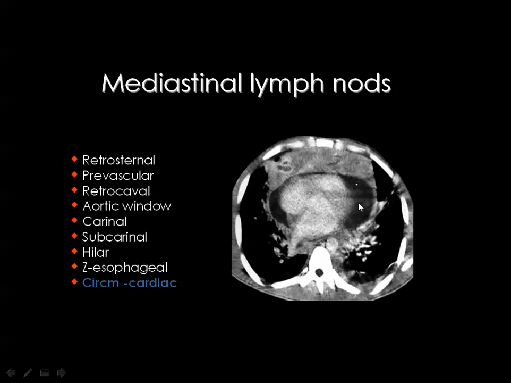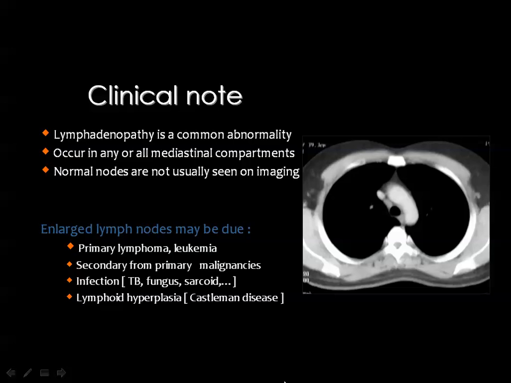Many times they are associated with pericardial effusion, and they are usually considered to be pathognomonic for non-Hodgkin lymphoma. Then, as I have mentioned before, lymphadenopathy is a common mediastinal abnormality. It occurs in any of the mediastinal compartments: anterior, posterior, and middle. And nodes, whenever they are normal, cannot be detected on imaging, except for this lymph node, which is seen retrocaval, and this is the only lymph node which is allowed to be seen as a normal finding.